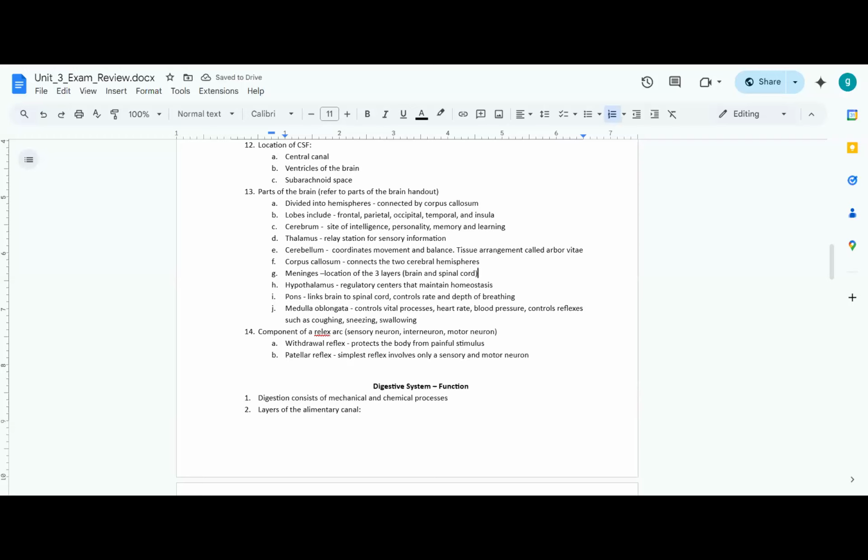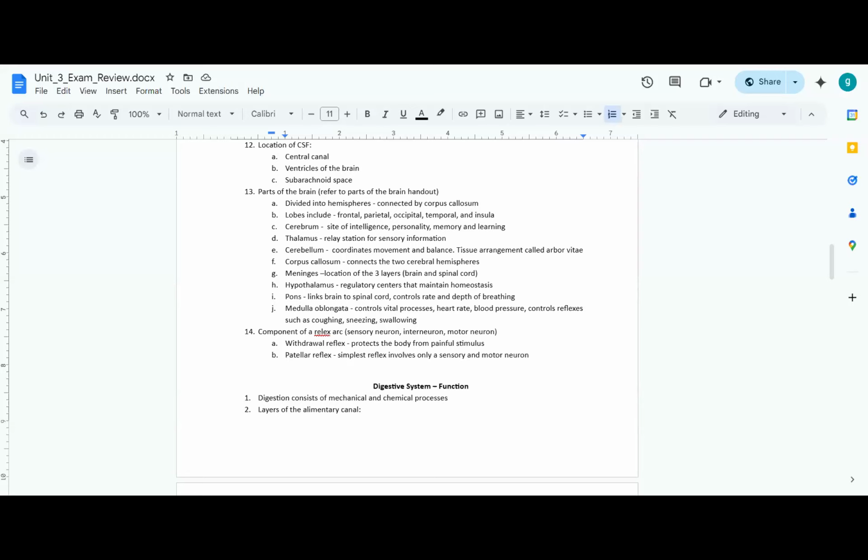Hypothalamus, regulatory center for homeostasis. Pons links brain to the spinal cord, controls rate and depth of breathing. Medulla oblongata, vital processes: heart rate, blood pressure, and controls certain reflexes.